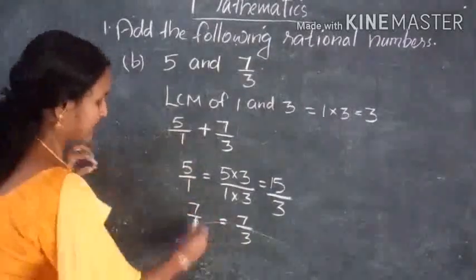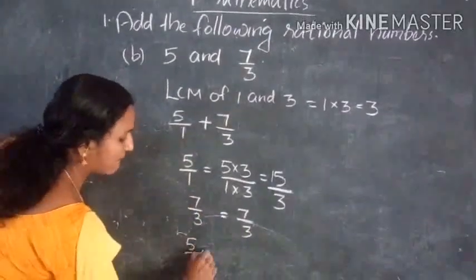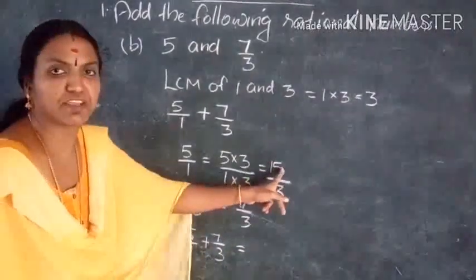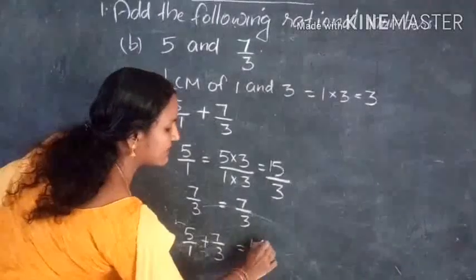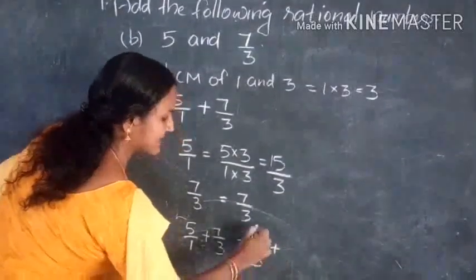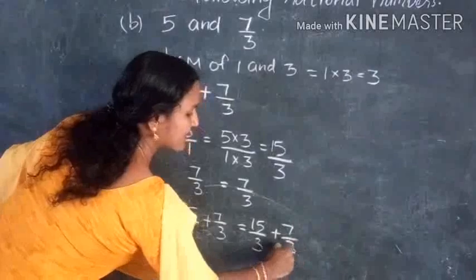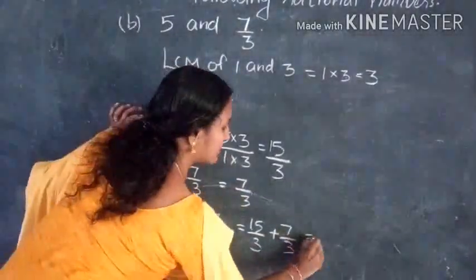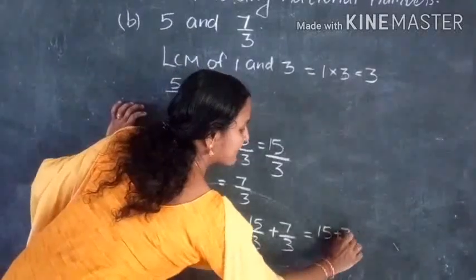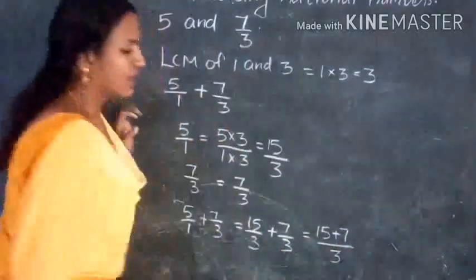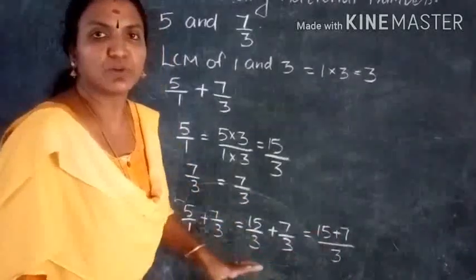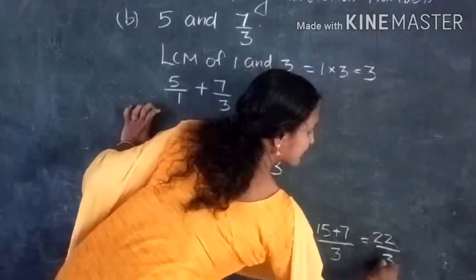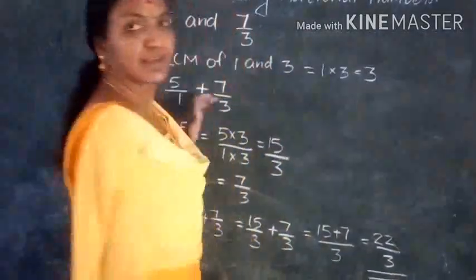The denominators are same, so then we add. 5 by 1 plus 7 by 3 is equal to 15 by 3 plus 7 by 3. Here the denominators are same, so we add the numerators: 15 plus 7 all divided by 3. 15 plus 7 is equal to 22. 22 divided by 3. So the answer is 22 divided by 3.